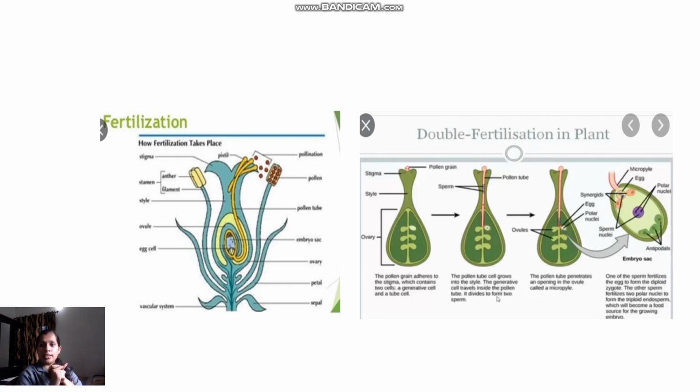So syngamy is the fusion of male and female gamete, that is the egg, and this one is called syngamy. And triple fusion: here you can see the sperm nucleus plus the two polar nuclei fuse, triple fusion, that together forms what? Double fertilization in plants. Is it clear? I hope it is clear. Okay, just read the textbook thrice, then only you will get the things more clear.